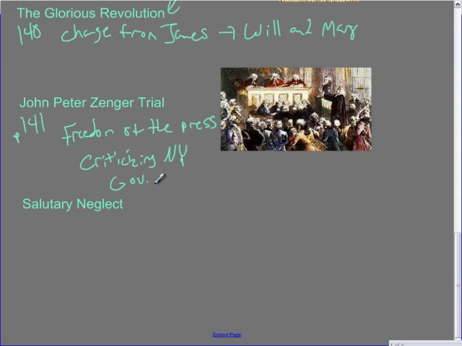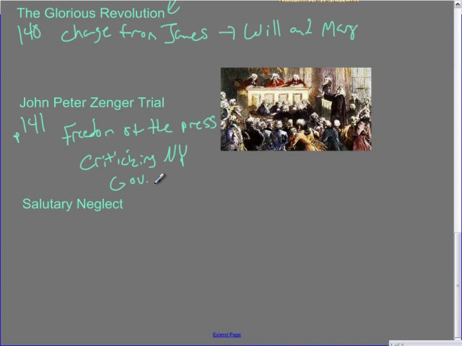What happens is he goes to court. He's going to be thrown in jail for saying that the governor is taking bribes, which the governor is actually taking. And what ends up happening is he is released because they argue that, as long as people speak the truth, they should be able to write down whatever they want.